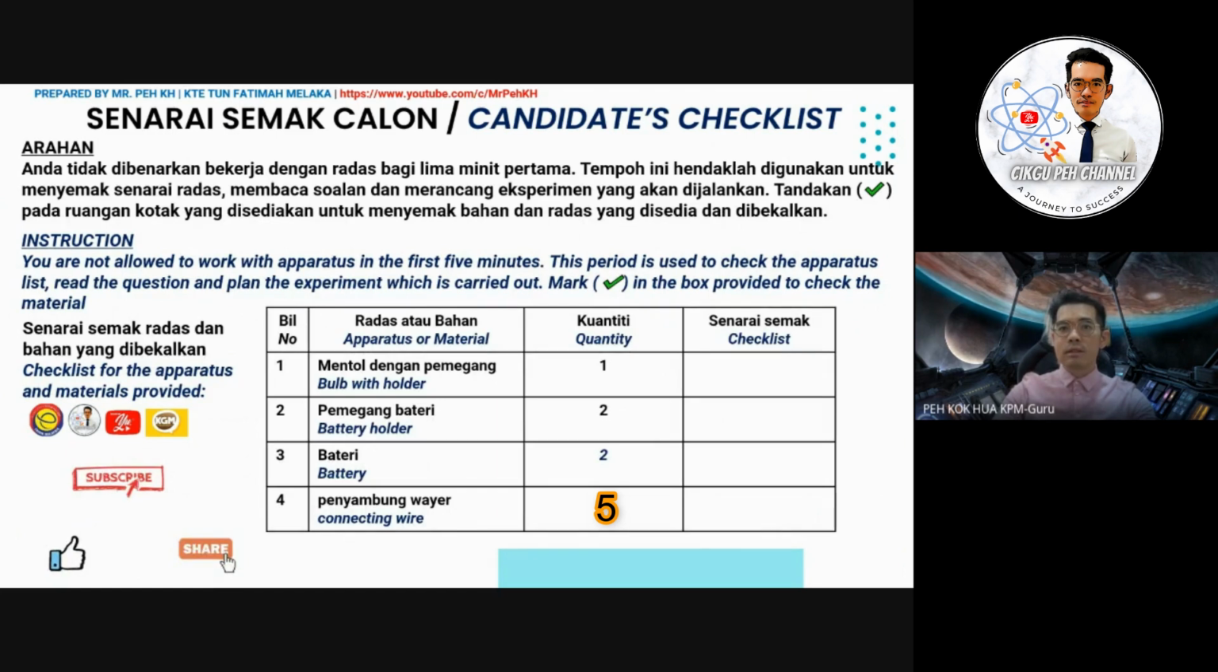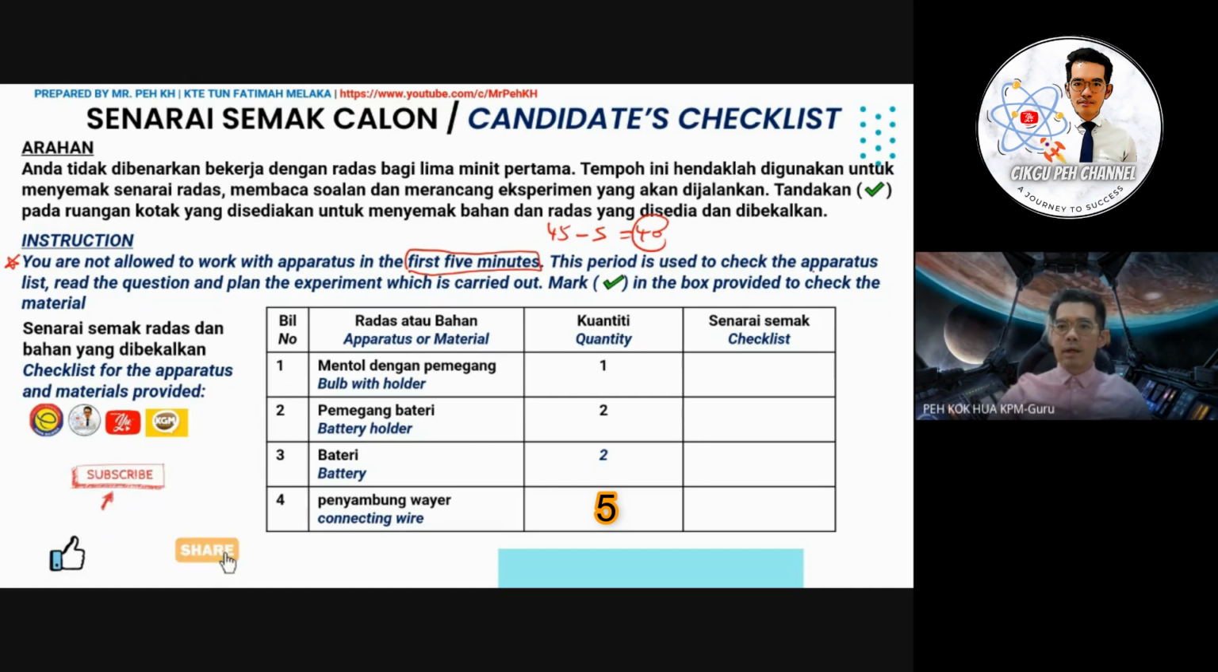So this is a candidate checklist. You are not allowed to work with the apparatus in the first 5 minutes. If you already watched my previous video, you may already know that the total duration for the test of paper 3 will be 45 minutes. So the 5 minutes will be used to check the apparatus and read the question. You will have about 40 minutes balance to conduct the experiment and complete the question in your paper 3.